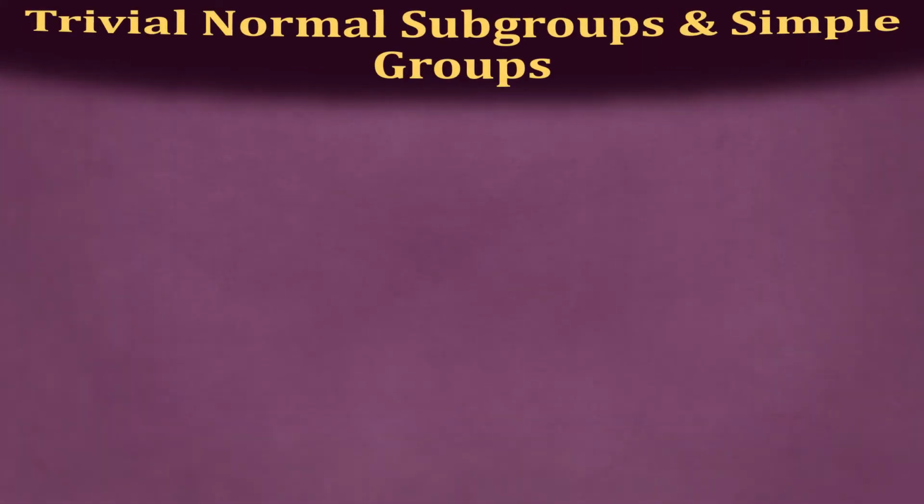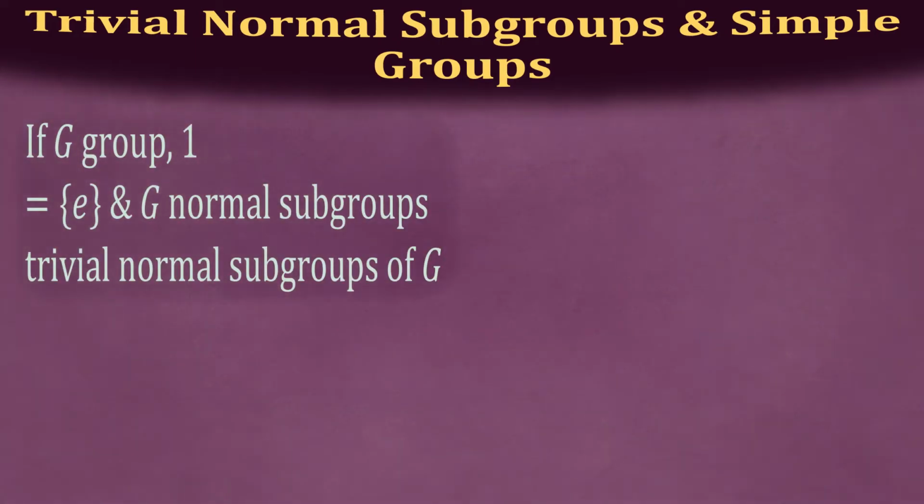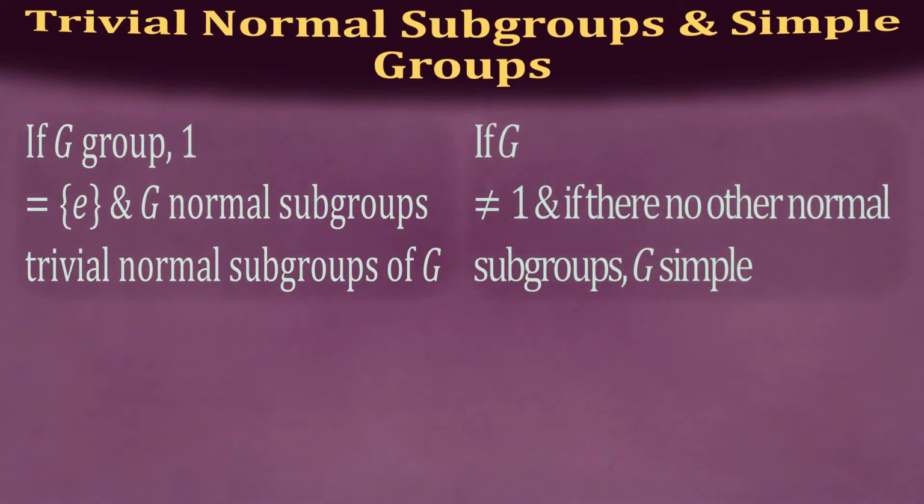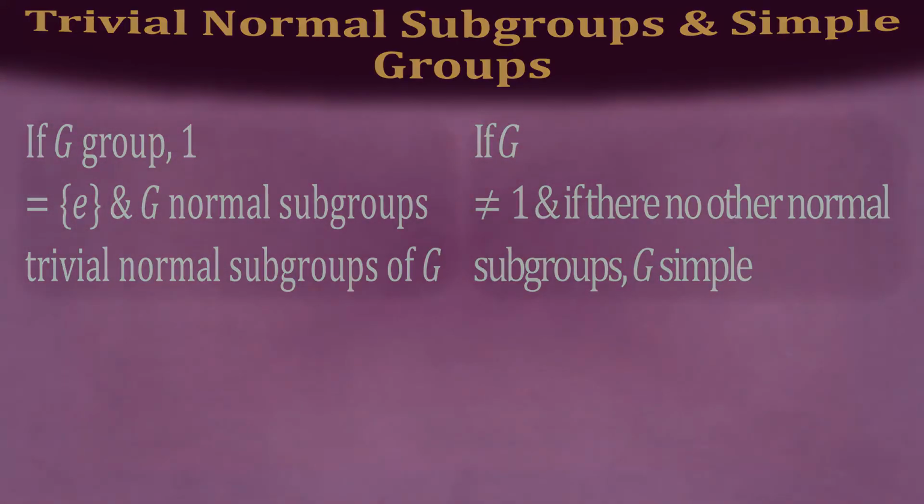Next, let's define trivial normal subgroup and simple group. If G is a group, then the set containing just the identity element and G are normal subgroups and are trivial normal subgroups of G. If G does not equal 1, and if there is no other normal subgroup, then G is simple.